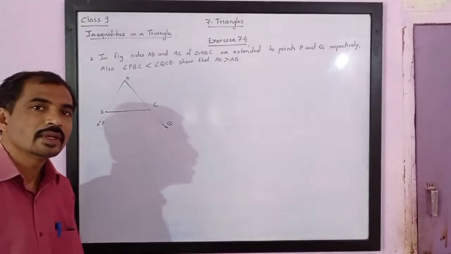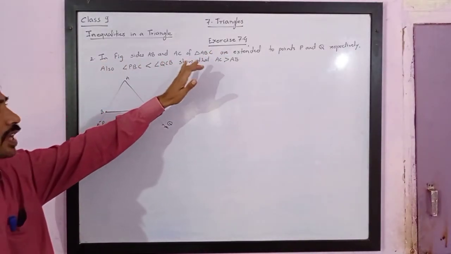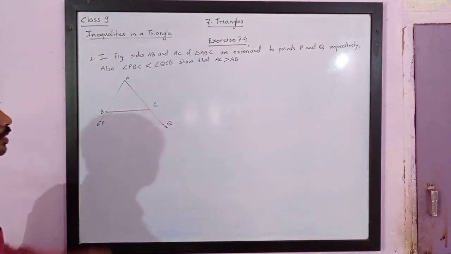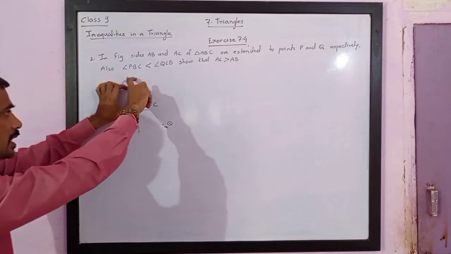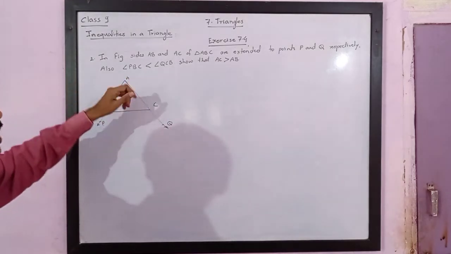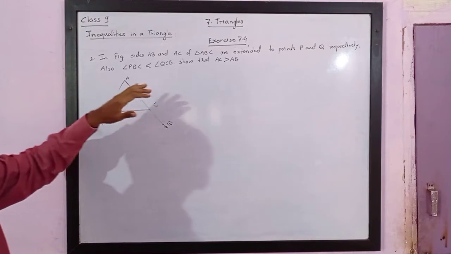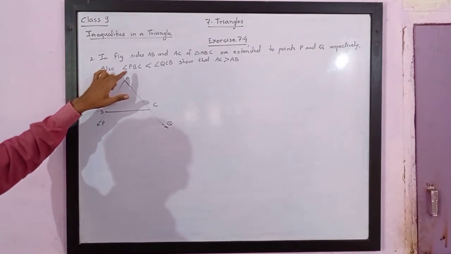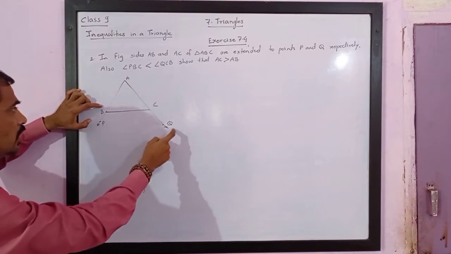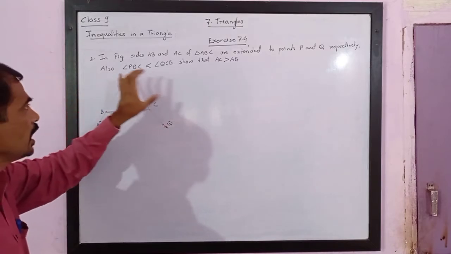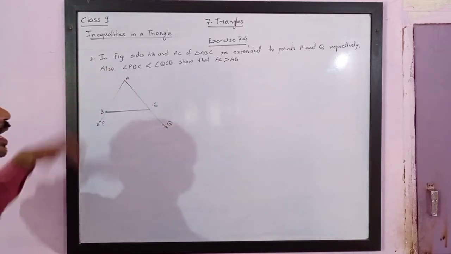Dear friends, in exercise 7.4 we have the second question. In the figure, sides AB and AC of triangle ABC are extended to points P and Q. In triangle ABC, side AB is extended up to point P and side AC is extended up to point Q. Now, we are also given that angle PBC is smaller than angle QCB. And we have to show that AC, this side of the triangle, is greater than the side AB.